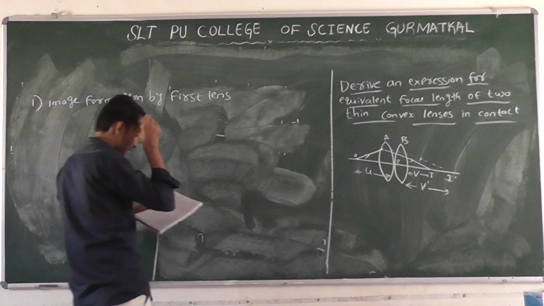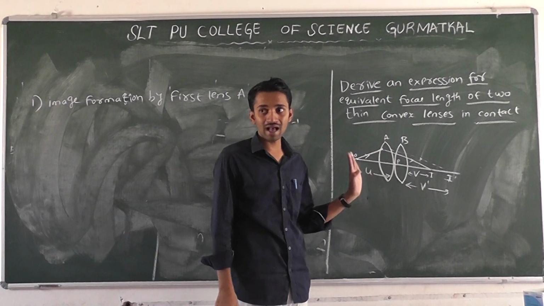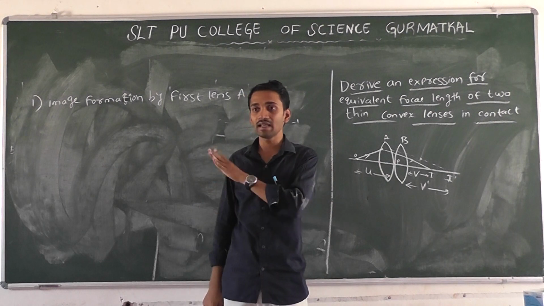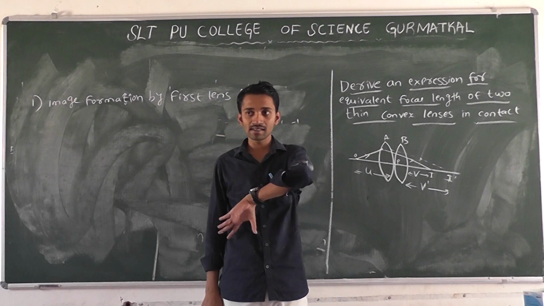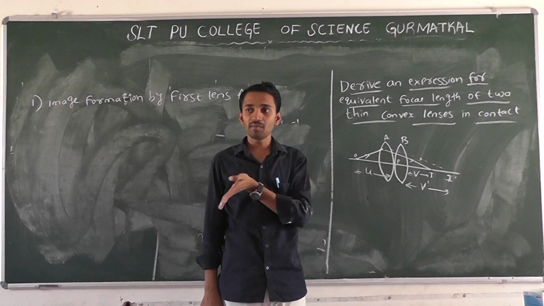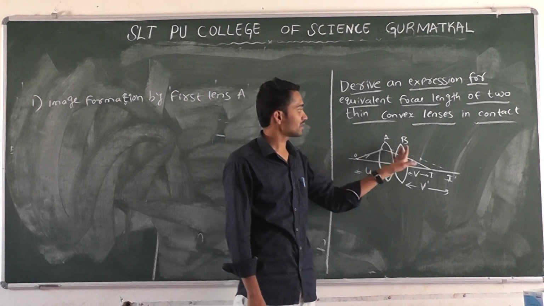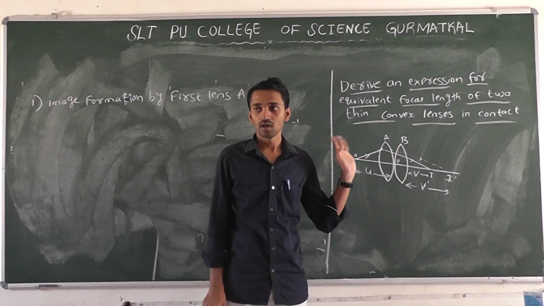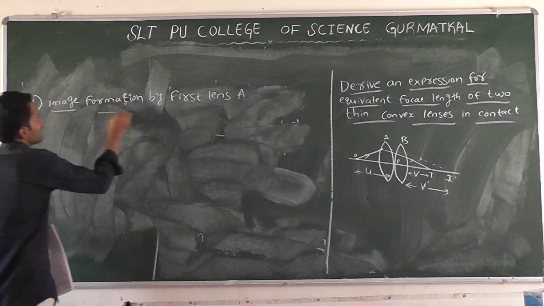Image formation by first lens A means in this case we have to take only one lens. Last time also, in the lens maker formula derivation, when ABC is present, ADC is absent, and when ADC is present, ABC is absent. In this case we are taking only one lens, which means B is not present, only A is present. So image formation by first lens A.